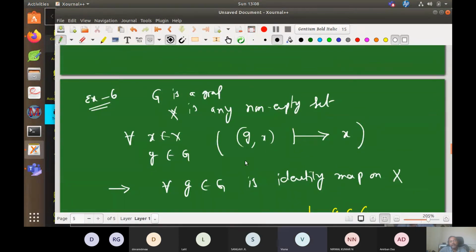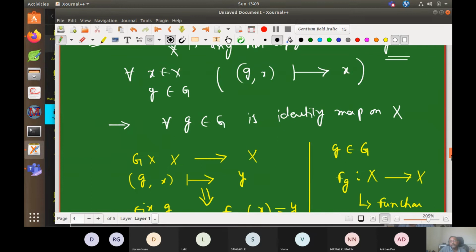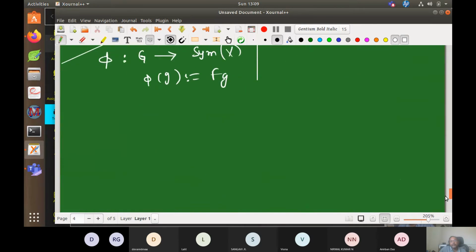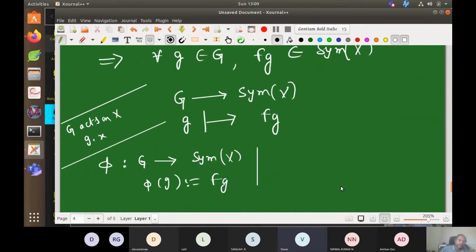But before going to that, Vienna, look at your example itself. What are your Fg's in this map? They are only identity maps. So every Fg is the identity map. For every g belonging to G, Fg is identity. So then it is not bijective. In your example, it will not be made bijective.